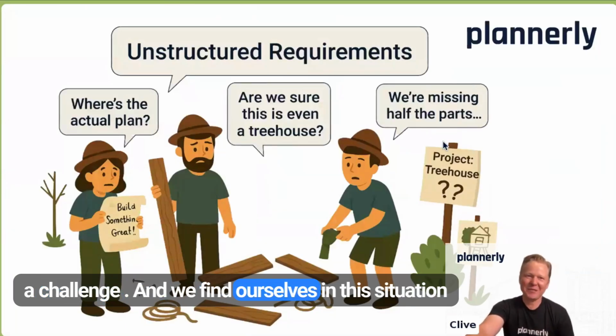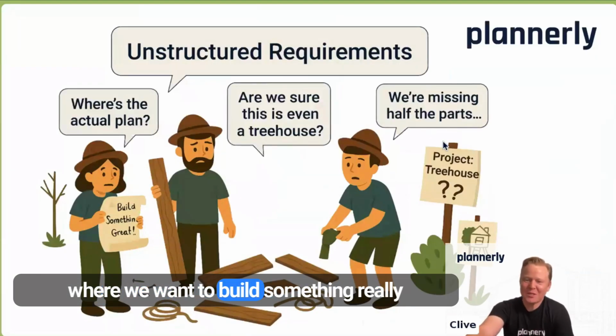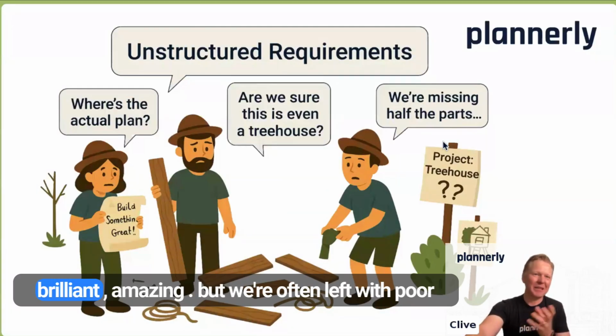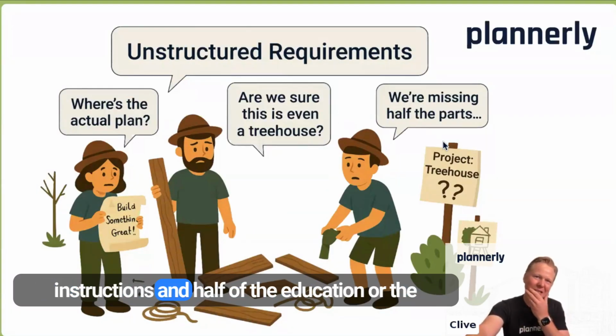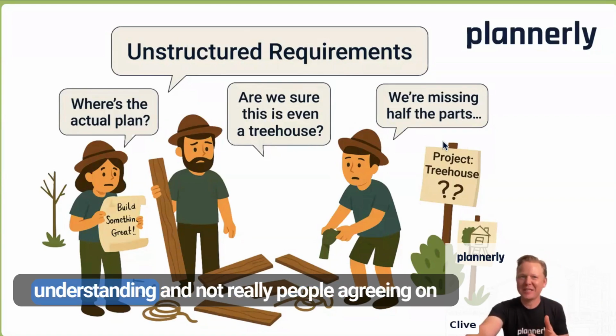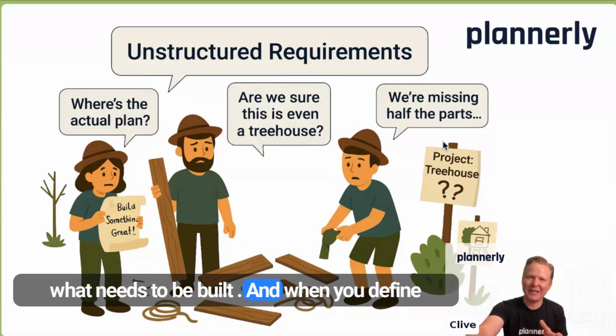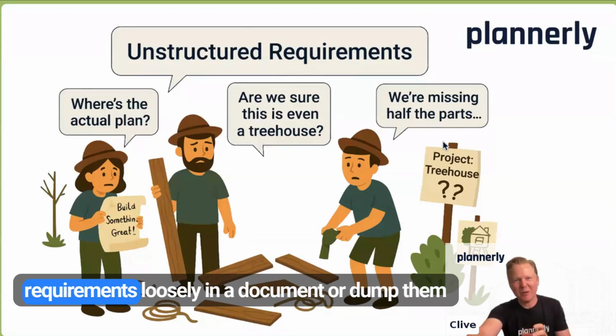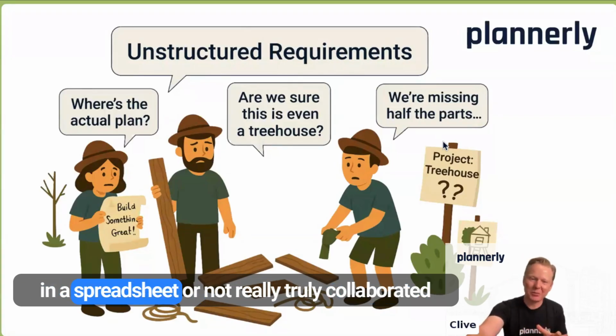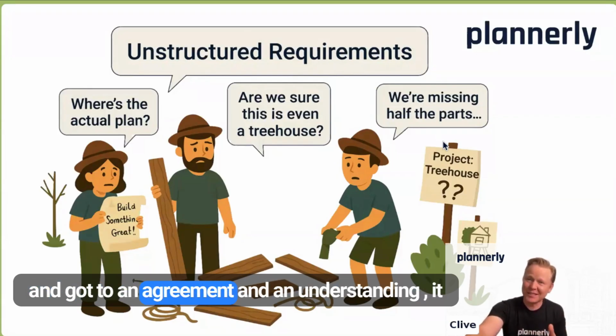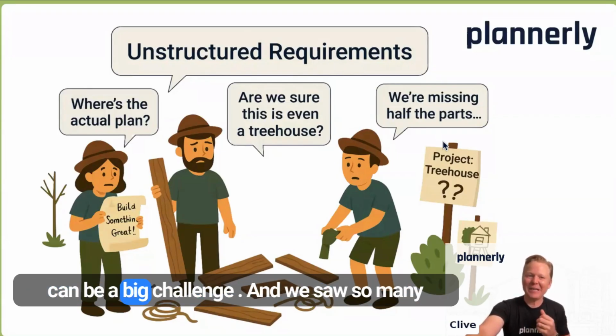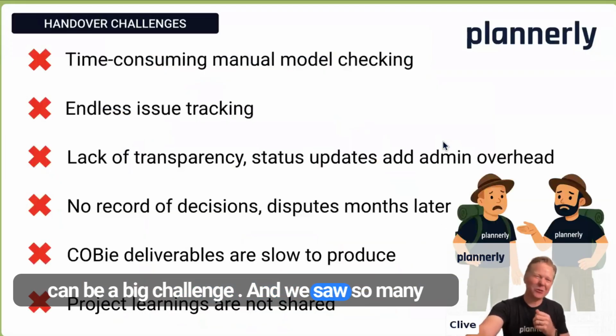And we find ourselves in this situation where we want to build something really brilliant, amazing, but we're often left with poor instructions and half of the education or the understanding, and not really people agreeing on what needs to be built. And when you define requirements loosely in a document or dump them in a spreadsheet, without truly collaborating and getting to an agreement and an understanding, it can be a big challenge. And we saw so many challenges.